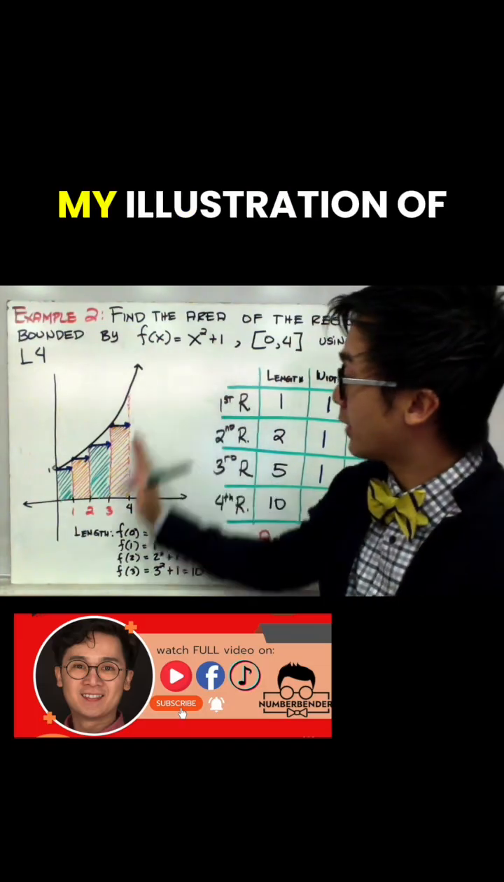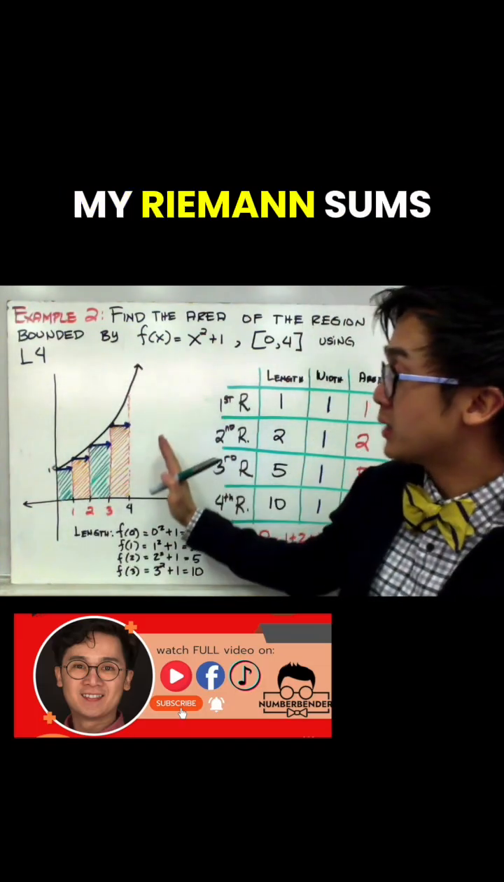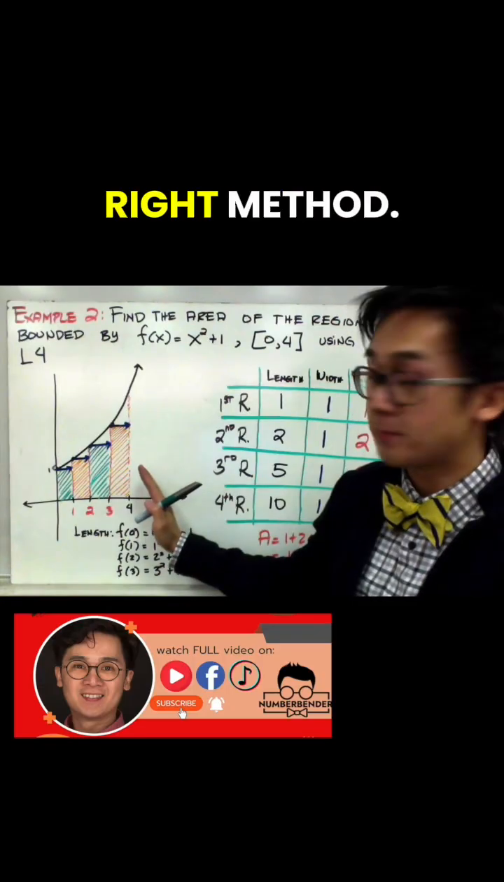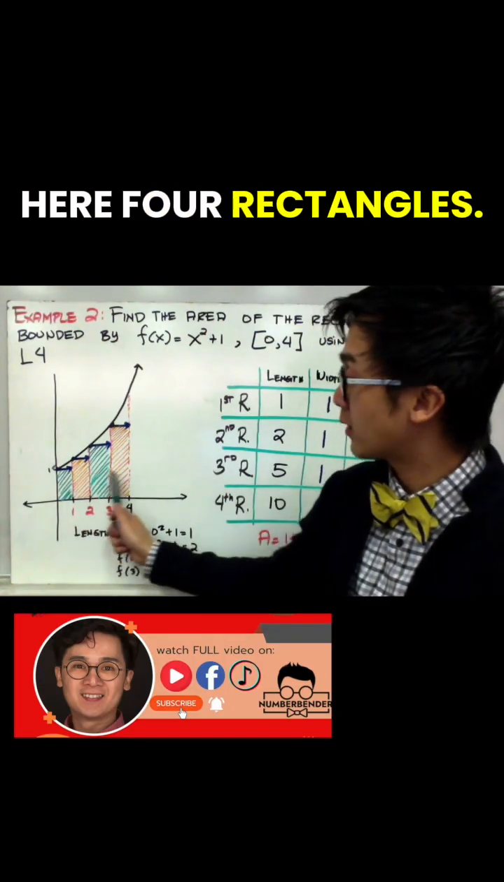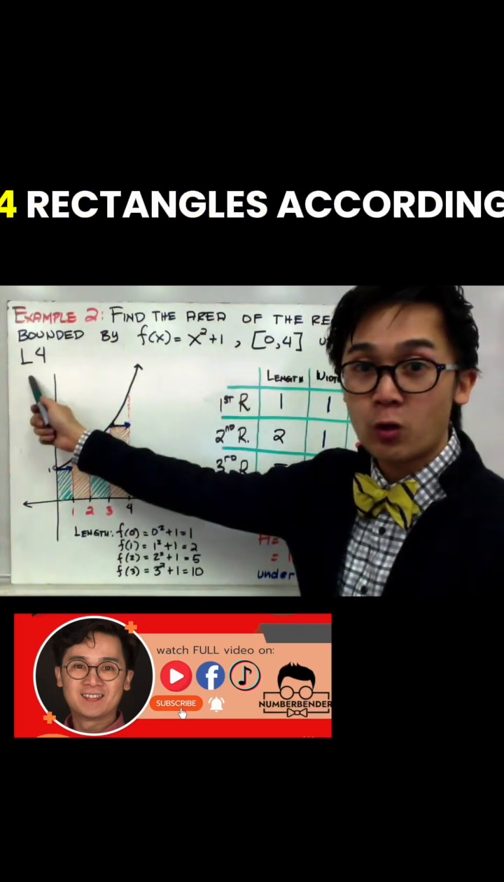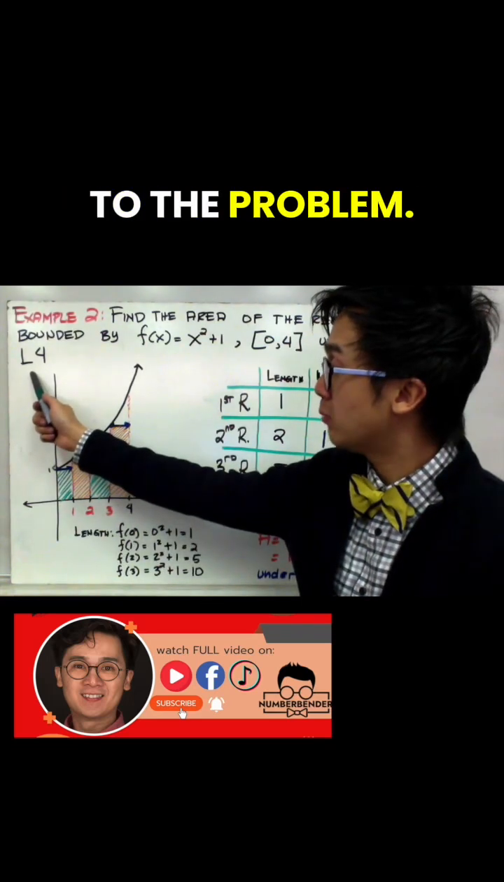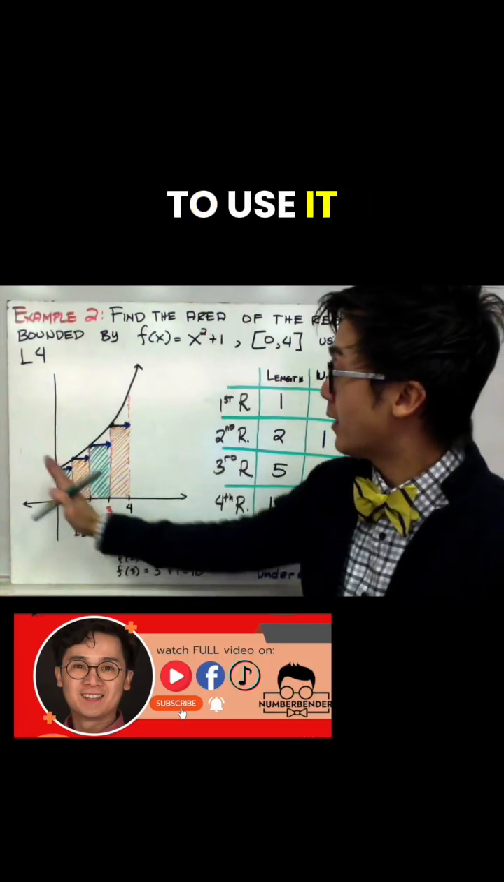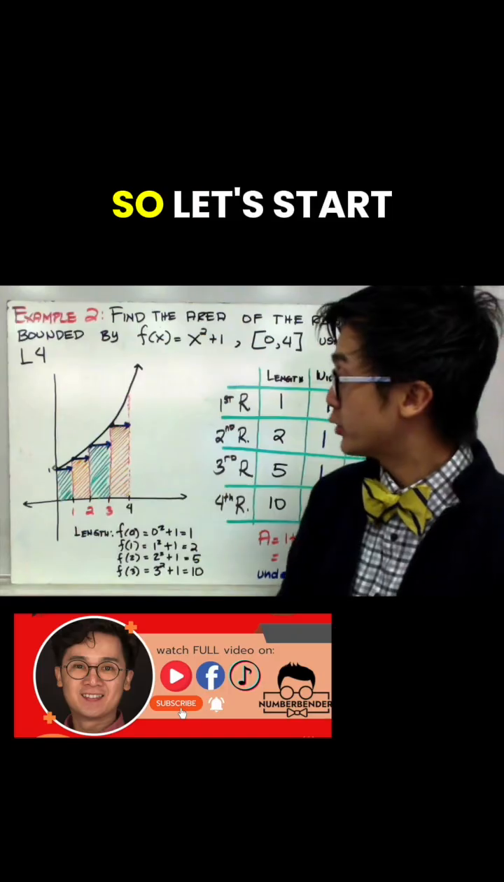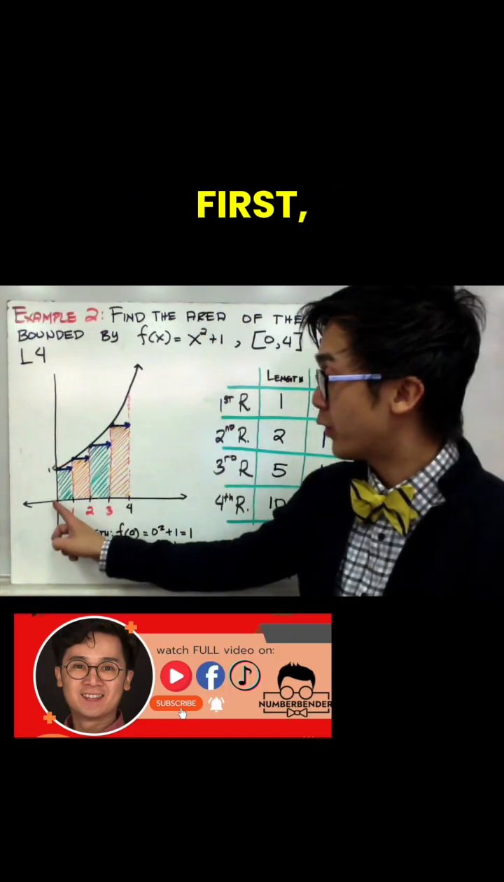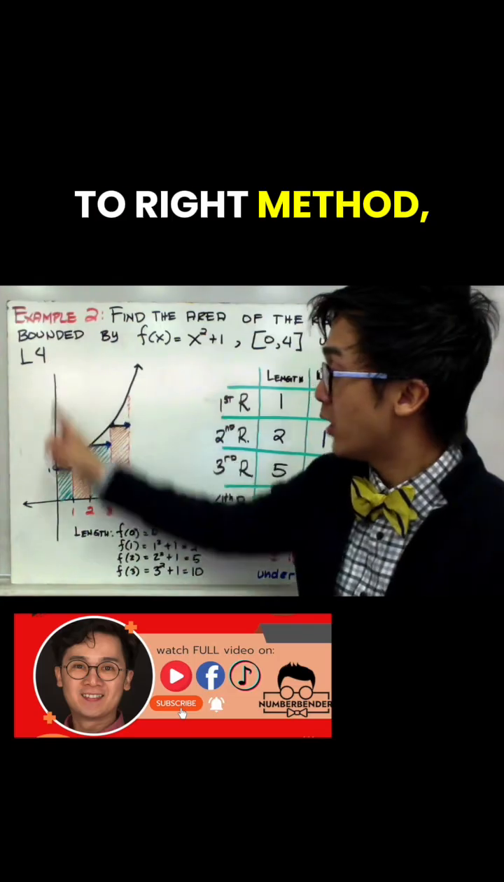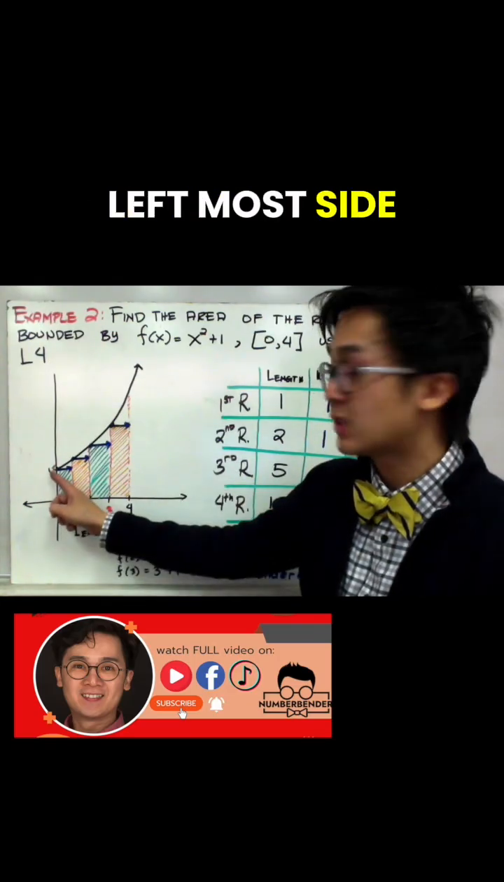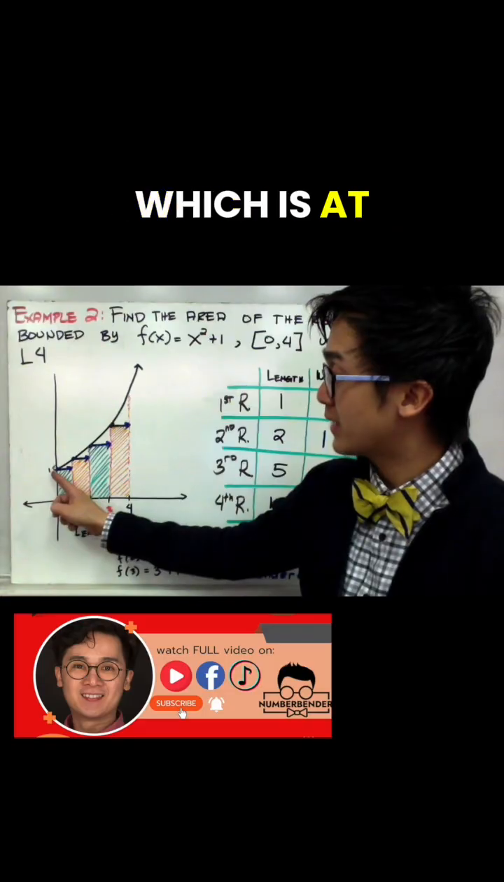So this is my illustration of the Riemann sums method using the left to right method. I have 4 rectangles here because we are required to use 4 rectangles according to the problem, and we're going to use them to approximate the area under the curve. Let's start the process. Since it's the left to right method, you're going to start at the leftmost side of your area, which is at 0.